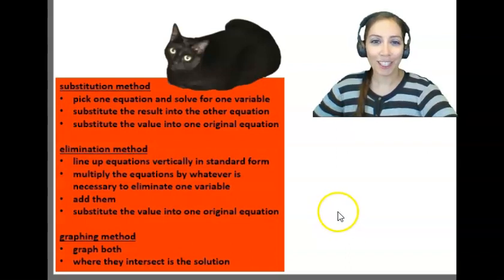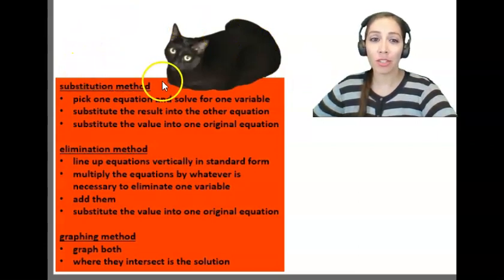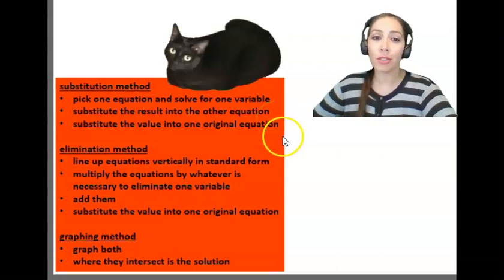My teaching assistant Chloe is here with her latest cheat sheet notes. She wants you to know that when you are solving the system of linear equations using the substitution method, pick one equation and then solve for one variable. After that, you substitute the result into the other equation, and then you substitute the value into one original equation to get both your coordinates.